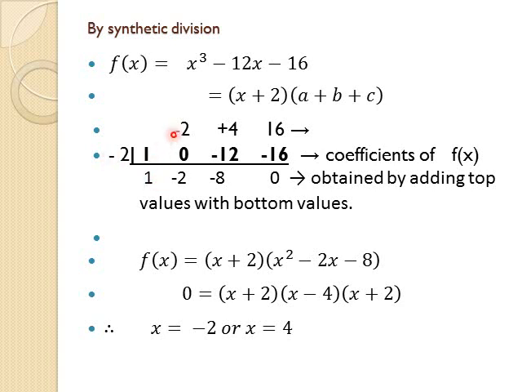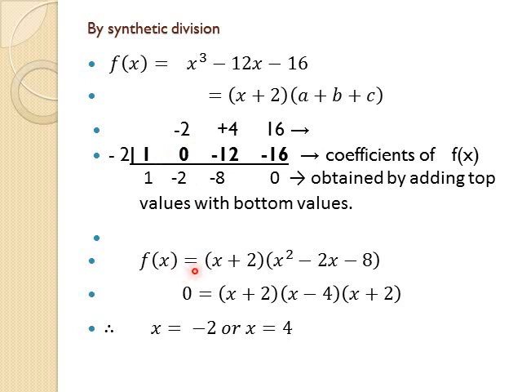Negative 2 times 1 gives me negative 2. Negative 2 plus 0 gives me negative 2. Negative 2 times negative 2 gives me positive 4. 4 minus 12 gives me negative 8. Negative 2 times negative 8 gives me positive 16. 16 minus 16 gives me 0. So as soon as that last part becomes 0, I know this part I've done correctly. If that doesn't equal 0, then you've made an error, either by substituting positive 2 instead of negative 2, or you forgot to write the 0.